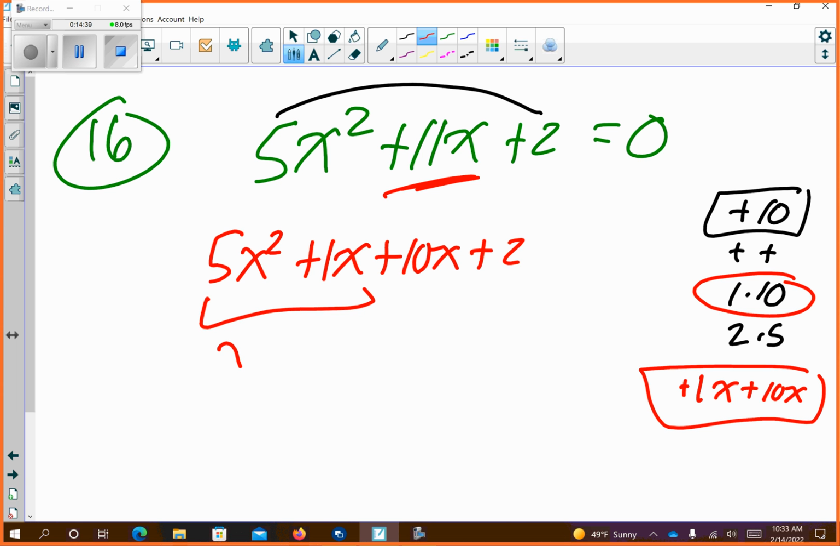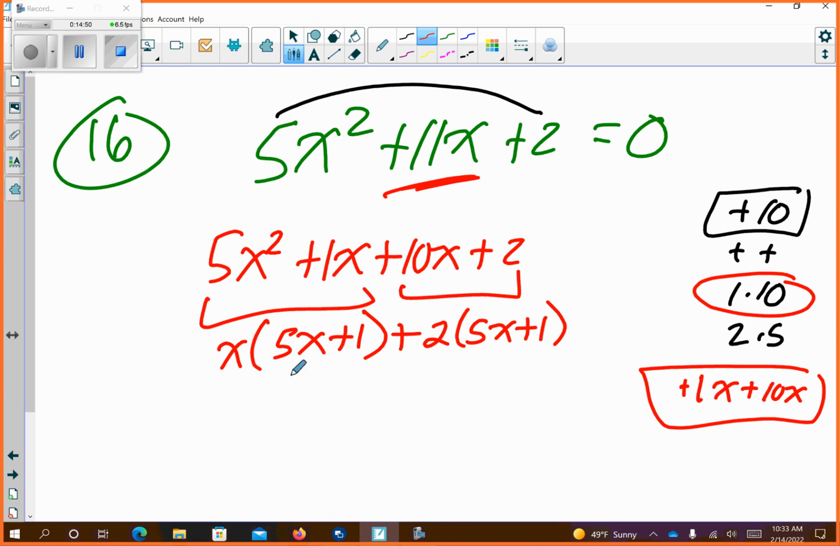So I can factor an x out here. That gives me 5x plus 1. Plus sign comes down. Looks like I can factor a 2 out. That's going to give me 5x plus 1. So my factored version is 5x plus 1 and x plus 2. Those are going to be equal to 0.